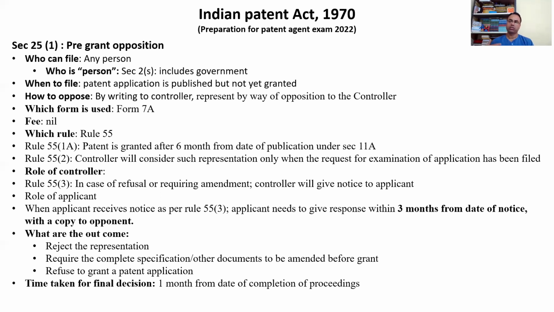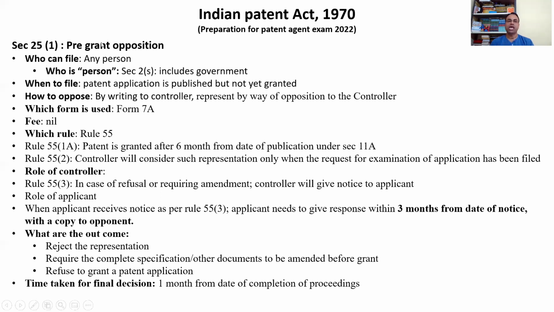You can ask for the specification, you can ask for the drawings, as we saw in section 11A(6B). According to section 11A(6B), we can ask for inspection after publication by paying some fees: 320 for inspection and 800 for the specification. You can read it, and then you feel that you need to oppose this patent.